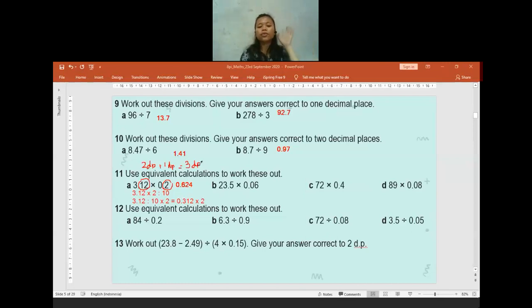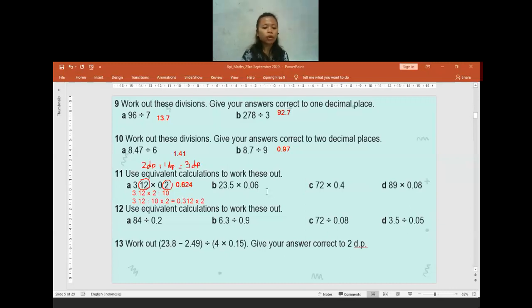If you multiply the number with decimal places, the decimal point will move to the left. If you divide a number by another decimal number, the decimal point will go to the right. Any question, or maybe my explanation is still confusing? If we multiply with a decimal number, the decimal point will move to the left. If we divide the number with decimal places, the decimal point will move to the right. Okay, I hope there is no more confusion. So I will continue to question B.